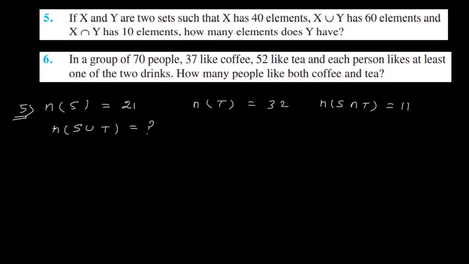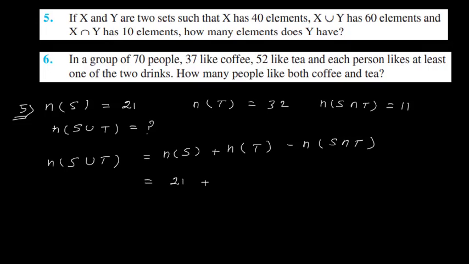So the number of S union T is equal to the number of S plus the number of T minus the number of S intersection T. So the number of S is 21, the number of T is 32, minus 11. So 3 plus 2 is 5, this is 53, minus 11 is equal to 42. This is the number of S union T.